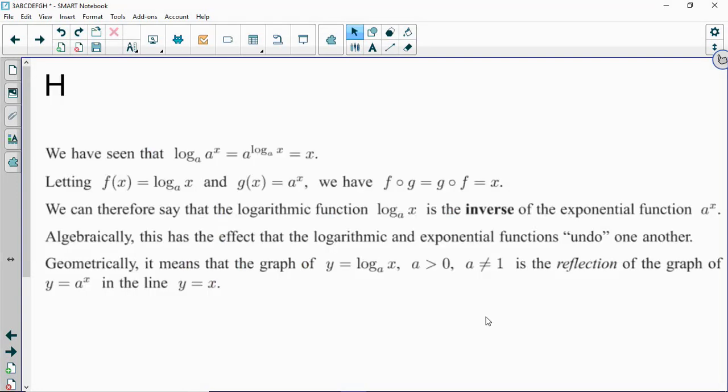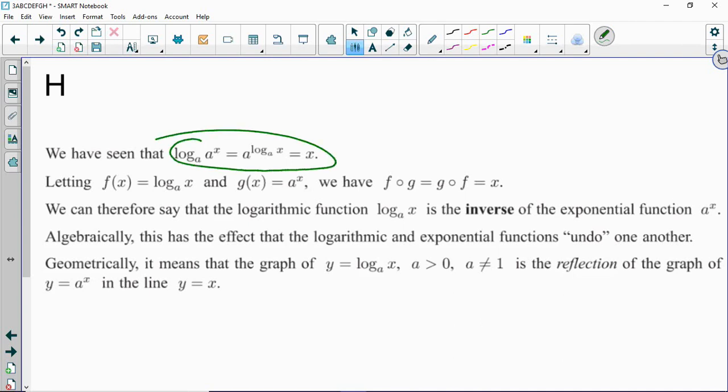And finally, we've arrived at the end, section H, which is about logarithmic functions. So we saw these way back in the very beginning, and if we consider the logarithm as a single function and the exponential as another function, then what we're getting from this is that f composed of g is equal to g composed of f, which is all equal to x. In other words, as I said earlier, the logarithm is the inverse of the exponential function.